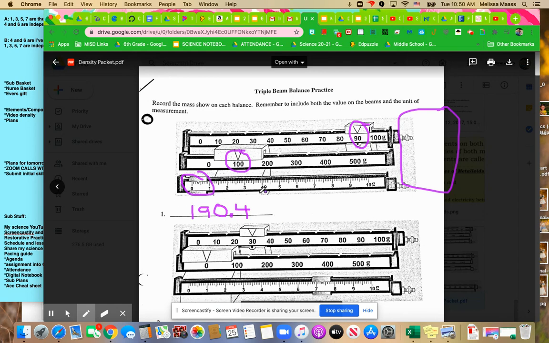But in science, numbers only mean so much. You have to put a unit of measurement behind your number. So for mass, we in 6th grade always use grams, and we use the abbreviation of just a G. So for mass, we typically will do addition, and then the unit of measurement is in grams, okay?